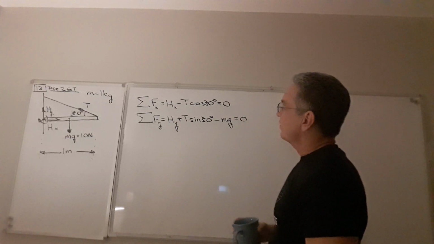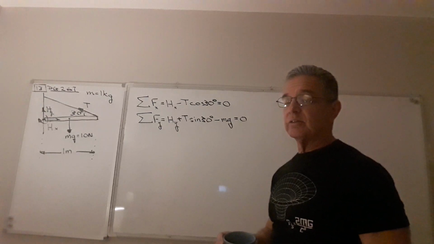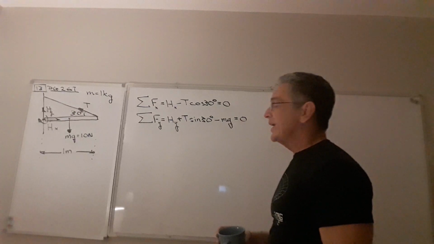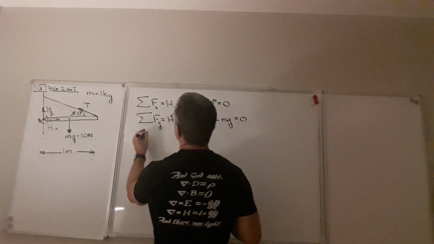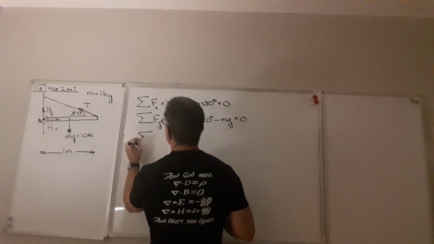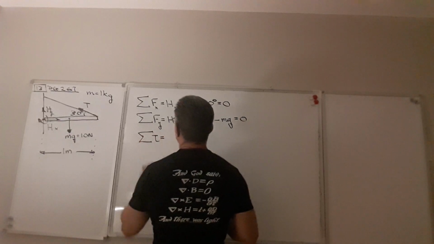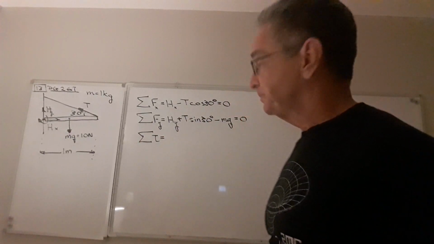Now we have two equations, but we have three unknowns, HX, HY, and T. Those are all things we want to solve for, but we can't do it with only two equations if we've got three unknowns. We need a third equation, and we get that by summing the torques. Remember, that's the other criteria that needs to be met when you're doing a static equilibrium problem.